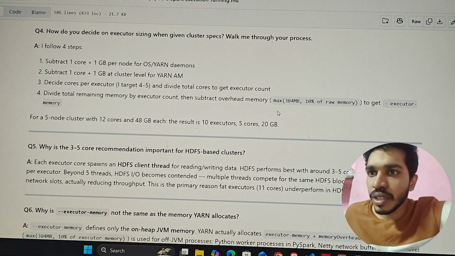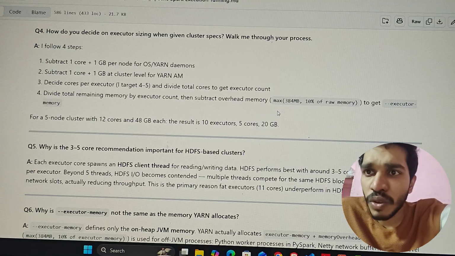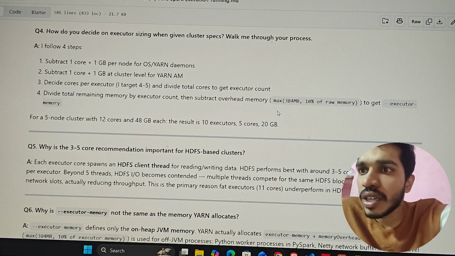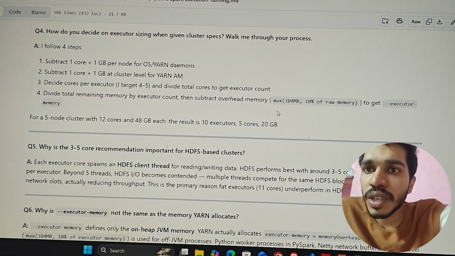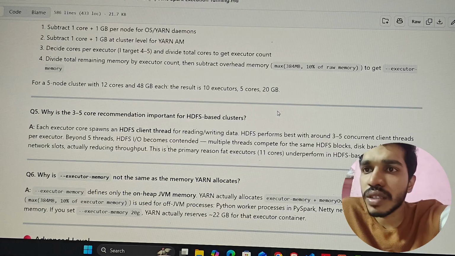Third, decide cores per executor, meaning the target is 4 to 5, and divide total cores to get executor count. Fourth, divide total remaining memory by executor count, then subtract overhead memory, that is 384 MB or 10% of raw memory, to get executor memory. For a 5 node cluster with 12 cores and 48 GB each, the result is 10 executors, 5 cores, 20 GB RAM.